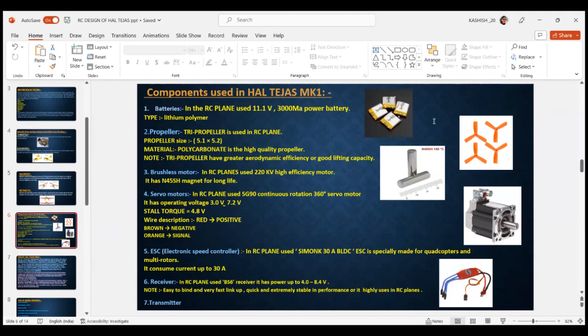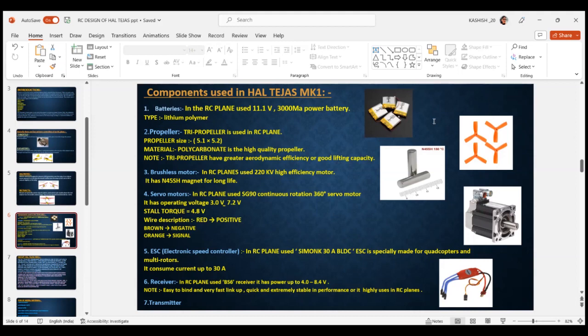Now, the second component that is used is the propeller. The tri propeller is used in the RC plane. Propeller size is 5.1 by 5.2. The material used in the propeller is polycarbonate, which is the high quality propeller used in the HAL Tejas. Note that the tri propeller has greater aerodynamic efficiency and good lifting capacity.